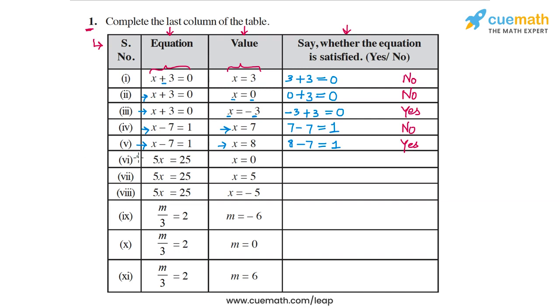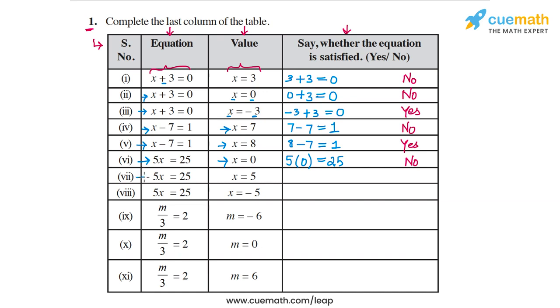In the sixth part, the equation is 5x is equal to 25, or 5 times x is equal to 25, and the variable's value is x equal to 0. So let's substitute this. So 5x or 5 times 0 is equal to 25 is what we get, but 5 times 0 is equal to 0. So the left hand side is 0, the right hand side is 25, so this equation is not satisfied.